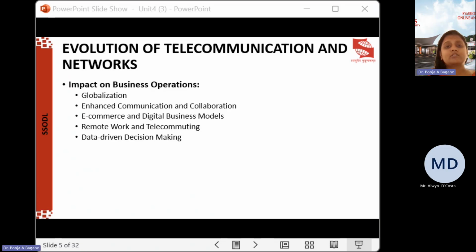Then data-driven decision making. Because of this telecommunication network, it enables the collection, transfer, and analysis of massive quantities of data. Firms may make data-driven assessments on the basis of current data, which powers vast data analytics, Internet of Things, sensor technology, and artificial intelligence systems.